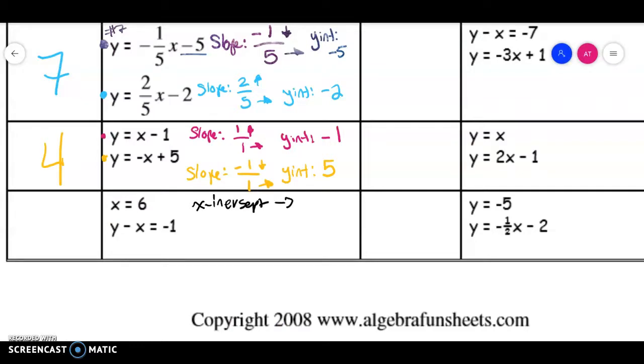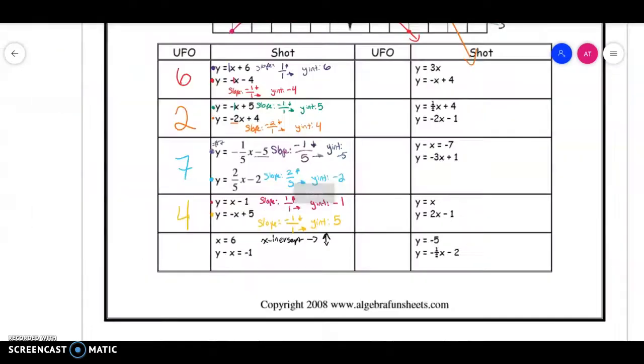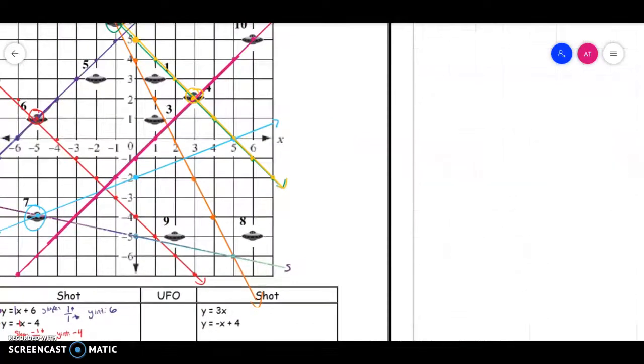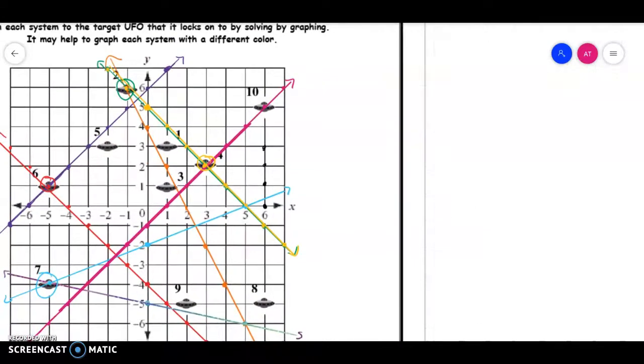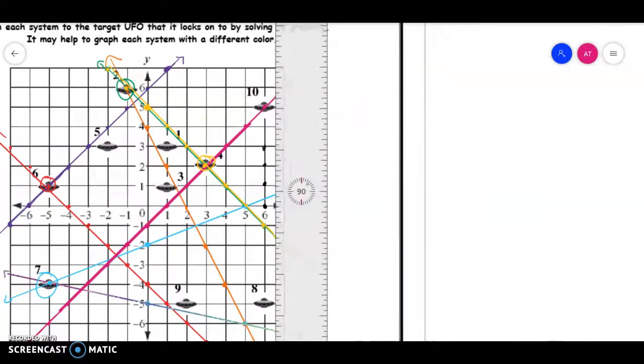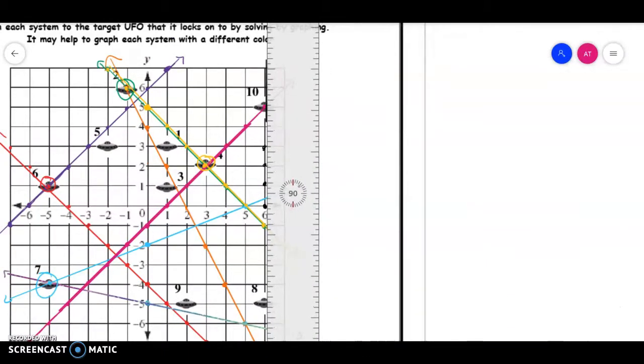So this is actually going to be a straight up and down line at 6. So let me show you real quick. So that means for any of my y values, my x is always going to be 6. So this is actually going to be a straight line up and down, which is also undefined. So go ahead and get started and see what you get.